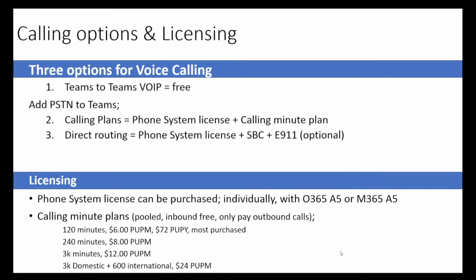So calling plans are Microsoft's first-party system for calling. Microsoft would be your telephony provider, and you really only need 2 things. You need the phone system license and a calling plan, a minute plan. Think of the license as something you assign to a user. The minute plans come in 4 different types of bundles, they're on the bottom of the screen. They come in 120 minute, 240, 3K, and then a 3K with international. So you purchase that bundle plan and assign it to a user.